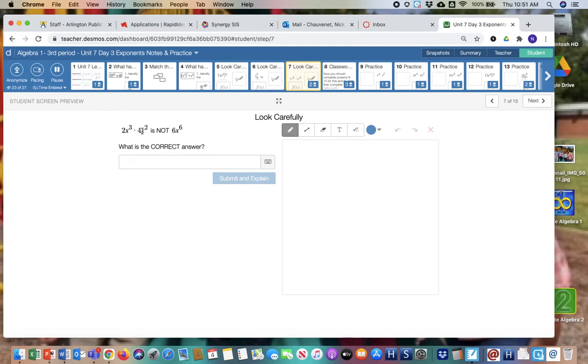2x to the 3rd times 4x squared is not 6x to the 6th. All right, so we know this is another one where we have something wrong, we need to fix it. So let's take a look at it and let's break each part down. Okay, so there's no parentheses, so there's no power of a power. Now here I see 2 times 4, right? Well, those are just coefficients. So you just multiply those like you always would back in elementary school. You get 8. And now you have x to the 3rd times x to the 2nd. When you're asked to multiply with exponents, you add them. So we should get x to the 5th.